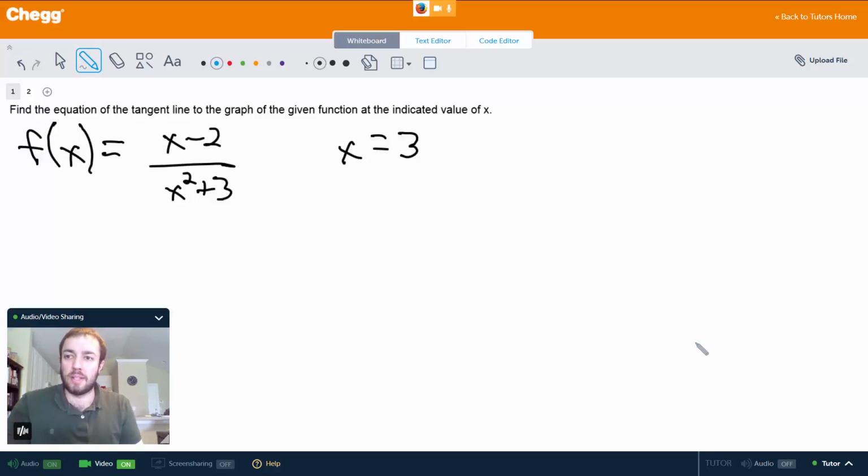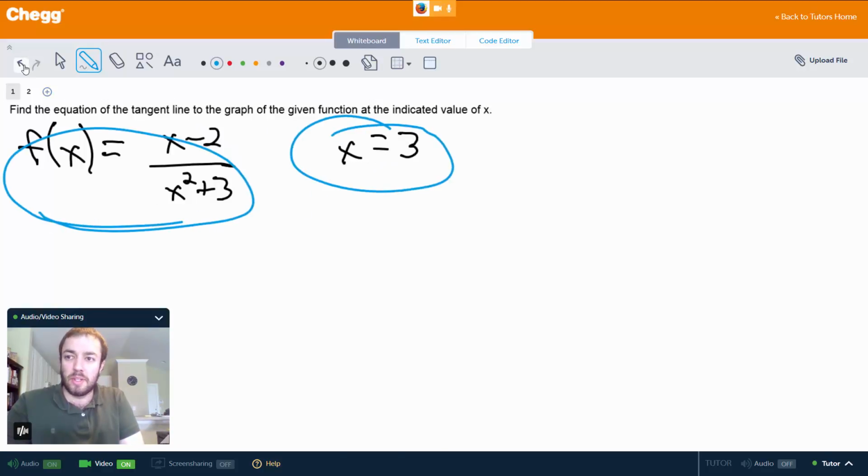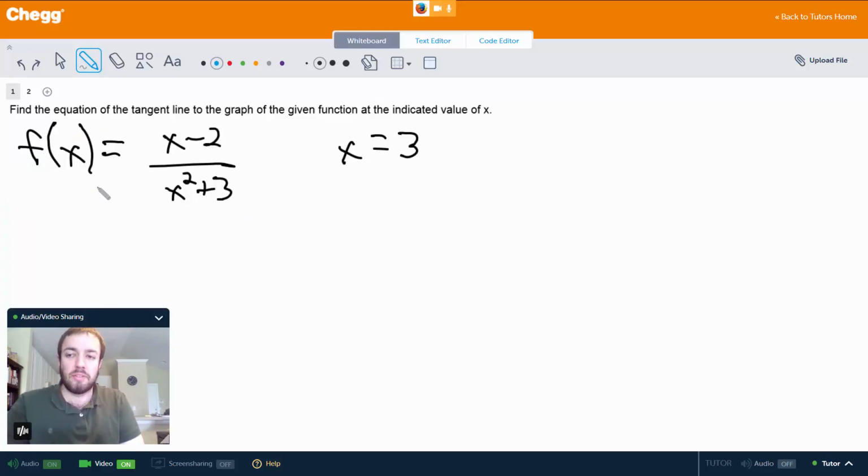I mostly do math and a little bit of computer science, and in this video we're going to do an example of finding the equation of a tangent line on a graph. So here we want to find the equation of the tangent line to the graph of the given function at the indicated value of x. Our function is f of x equals (x minus 2) divided by (x squared plus 3), and we want to find the tangent line at the point where x equals 3.